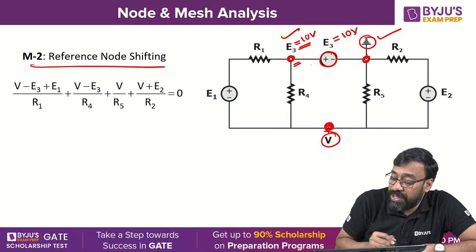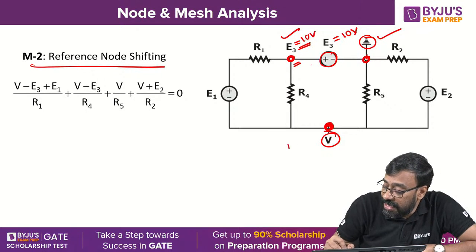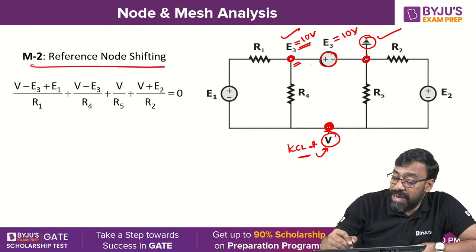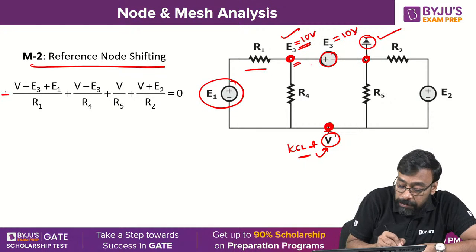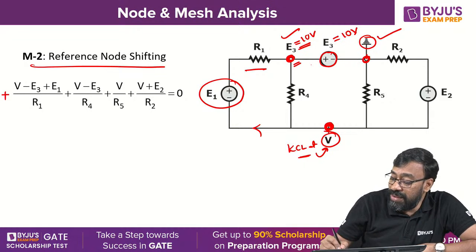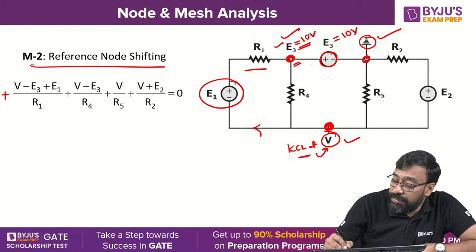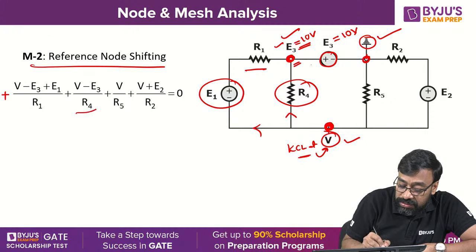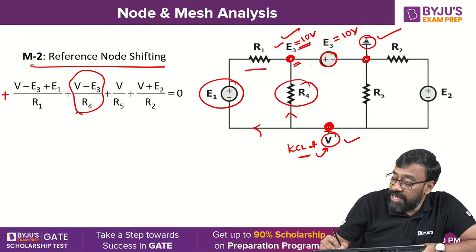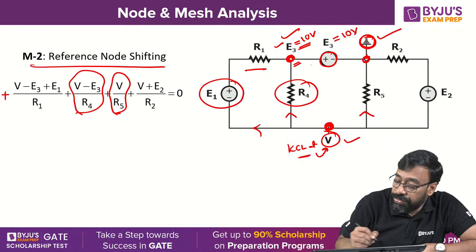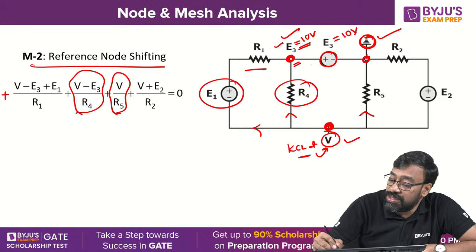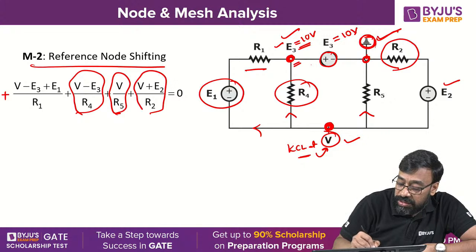According to the reference node shifting method, now I would like to write the KCL at this node. You understand all of you? What happened here? V minus E3 plus E1 by R1. That is the current leaving here. V minus E3 by R4. That is the current here. V minus 0 by R5. That is the current here. V minus 0 plus E2 by R2. That is the current here.